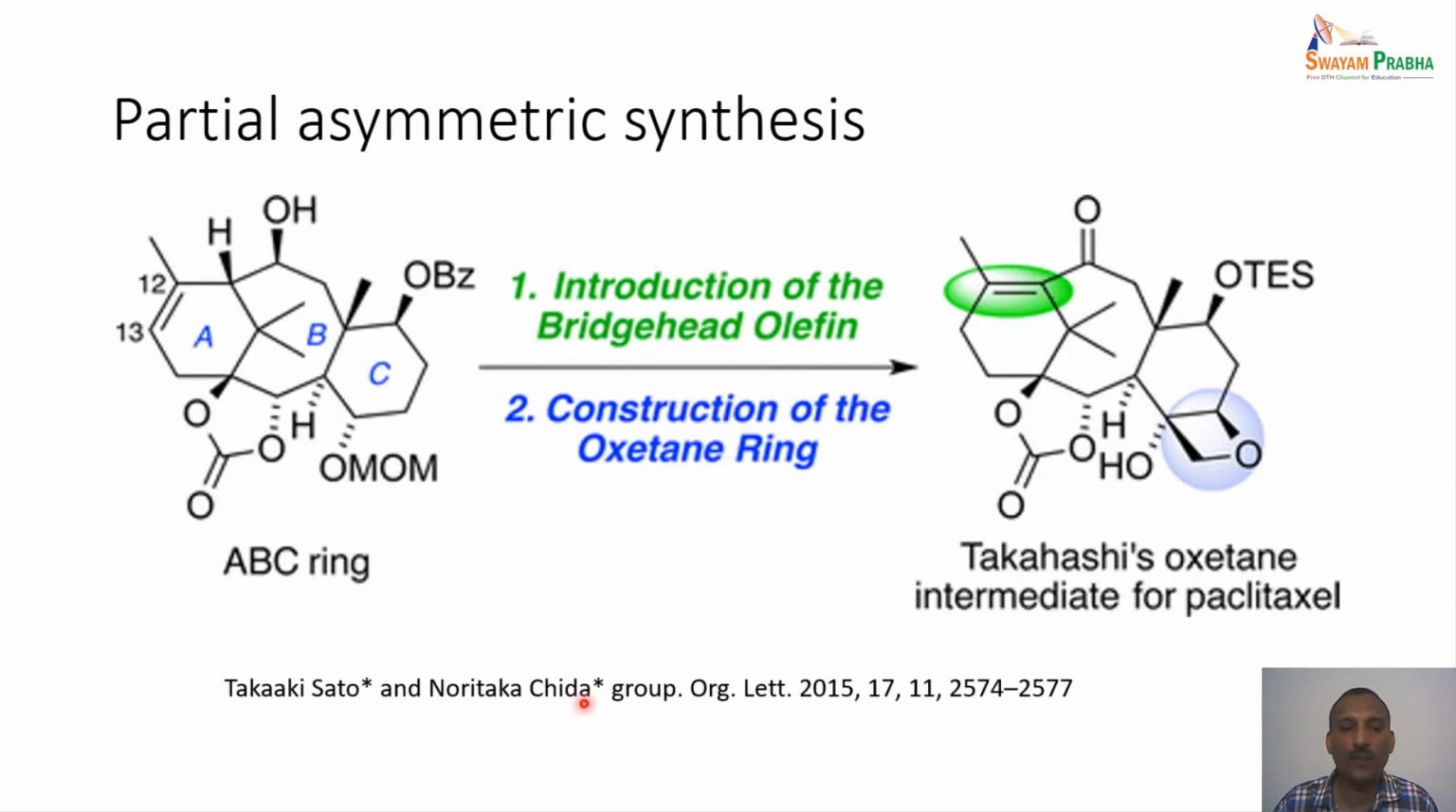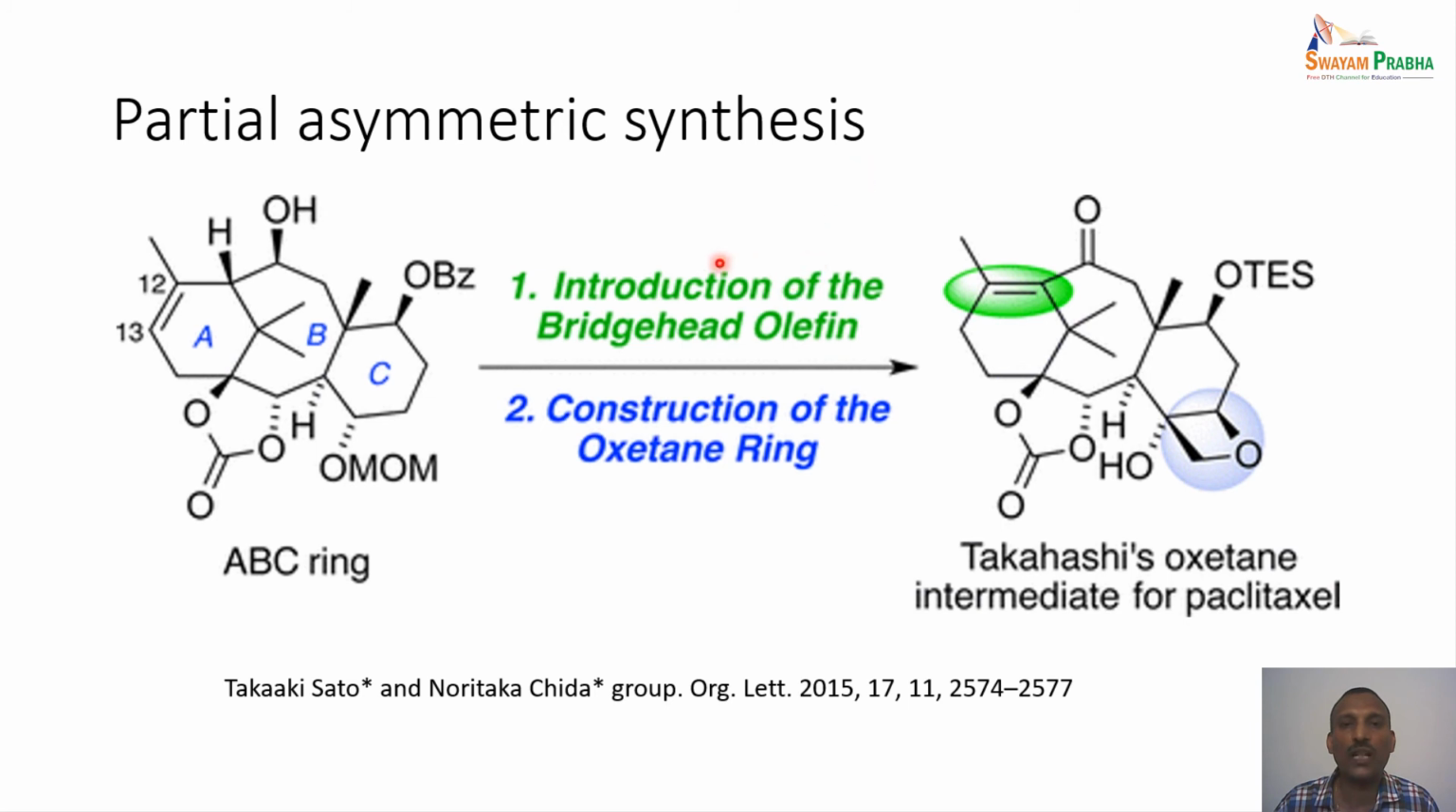Here is another example where the Sato and Chida group had synthesized this particular intermediate. From this, paclitaxel can be synthesized. That procedure is already known. So this starting material, that is the ABC ring, was converted to this particular final intermediate. So this again is called a partial asymmetric synthesis.